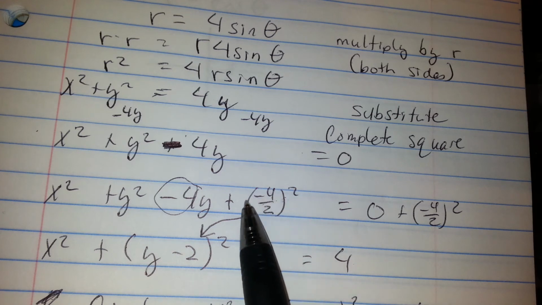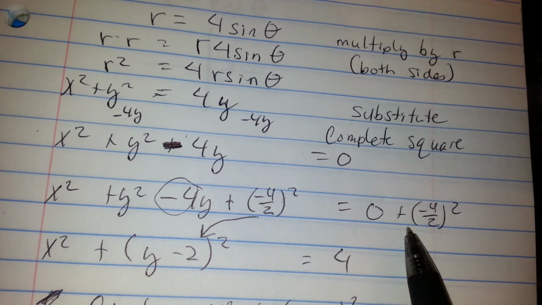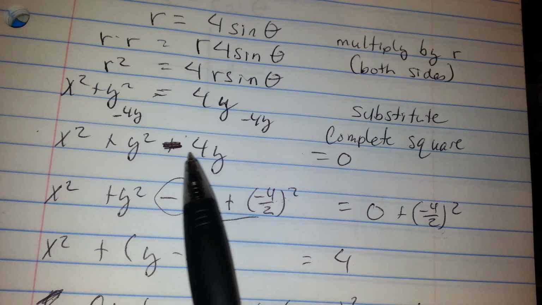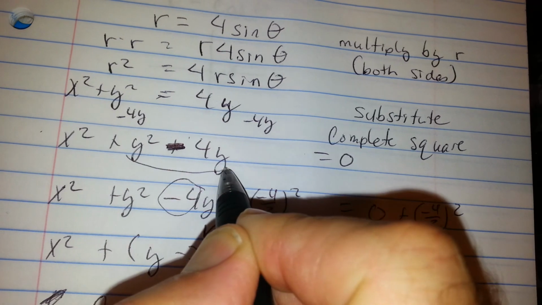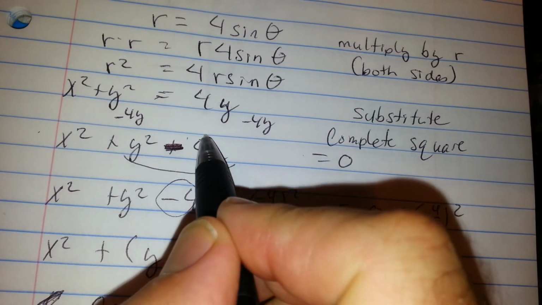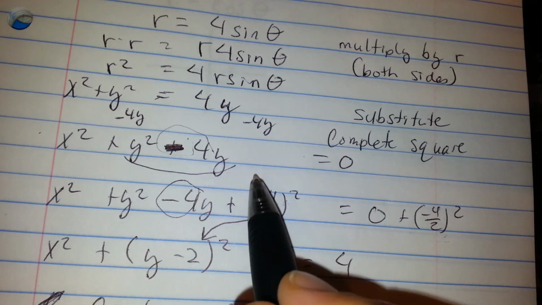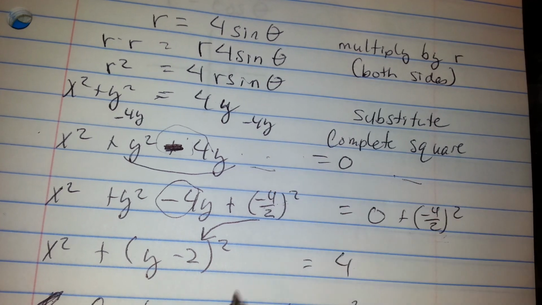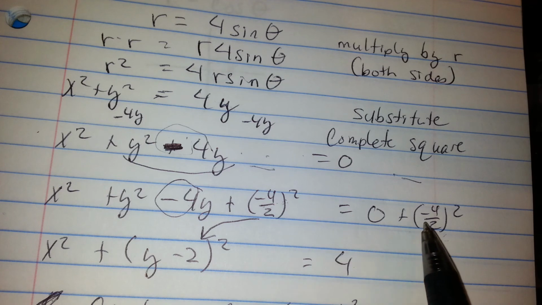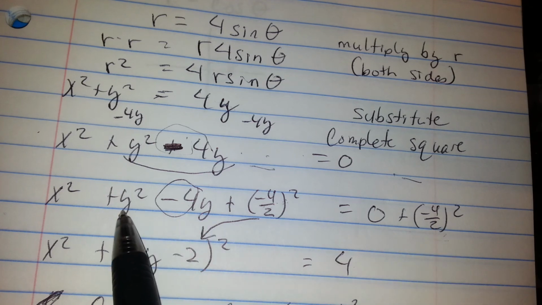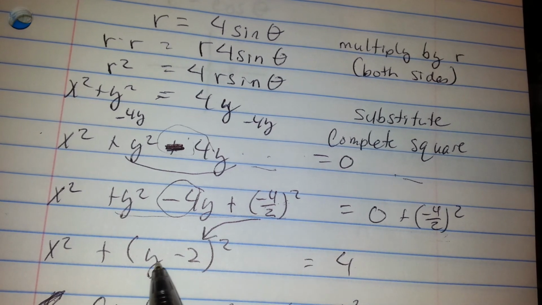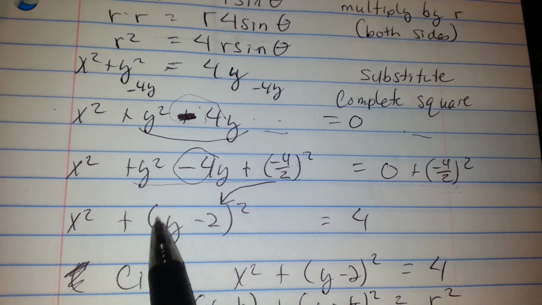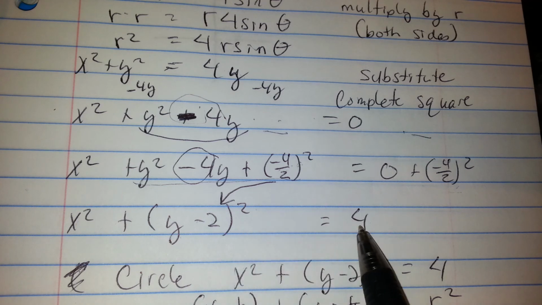And I added this here, so guess what I have to do? I have to add it on this side as well. So remember, if I want to create a perfect square, I divide this by 2 and add it here and add it here, both sides of the equal sign. So I added this -2 squared on both sides. This trinomial comes from y minus 2 squared. So I've got x squared plus y minus 2 squared equals 4.